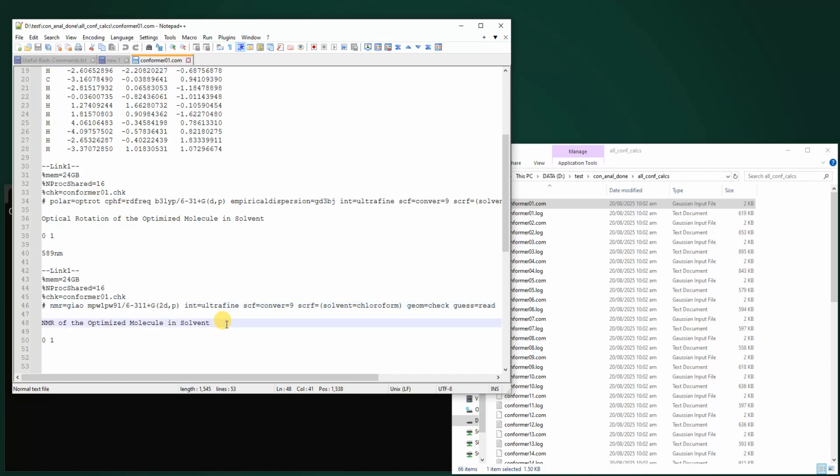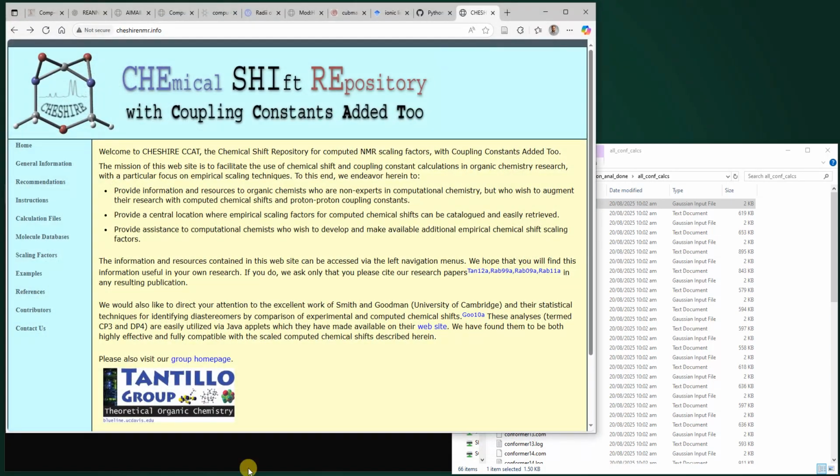So this is basically a database of NMR solvents and different parameters for that, to get a good match between the experimental and the computational chemical shifts. The website for it is CHESHIRE. I'll put it in the description of the video as well.